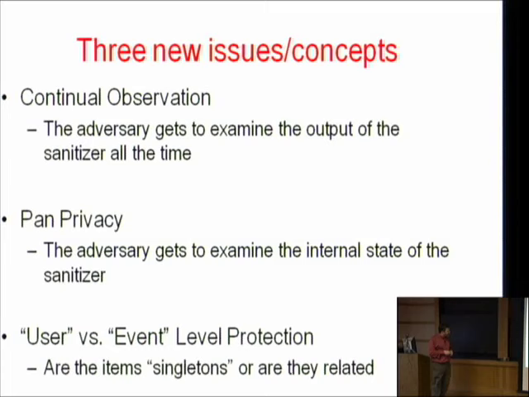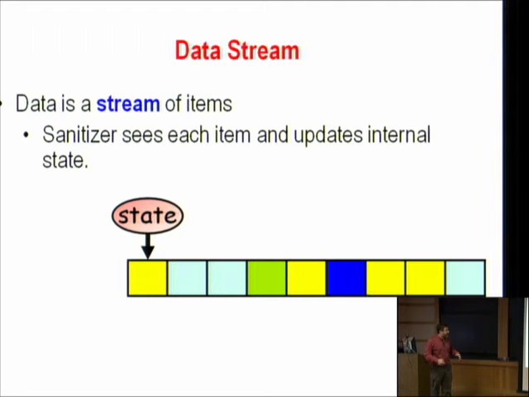The other point is user-level versus event-level protection. Do we think of the items as singletons, or are they somehow connected? Here you can think of the colors as somehow all related to the same individuals, and we're trying to hide information about the colored thing. So you shouldn't be able to say whether the yellow stuff is in the stream or not, not whether this particular piece. If we are talking about just one particular box here, we call it event level. If you're talking about a particular color set, we say that it's user level.